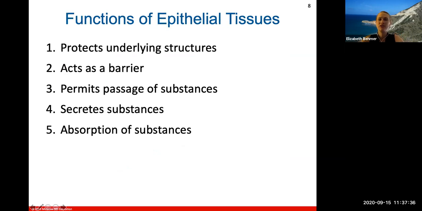Functions: your epithelial tissue, because it covers things like your skin or your organs, will protect whatever lies beneath. It will also act as a barrier like your skin. It will permit the passage of substances, meaning some things will get through it, others won't. It will also secrete substances because glands are involved, and it will help absorb things, especially in your intestines. You have epithelial tissue that will absorb all of your glucose or digested materials that get through the intestine.